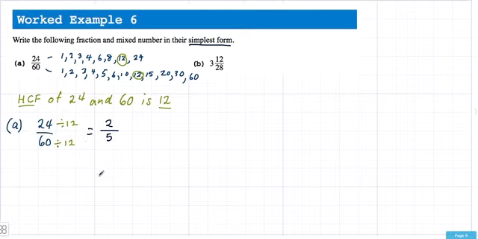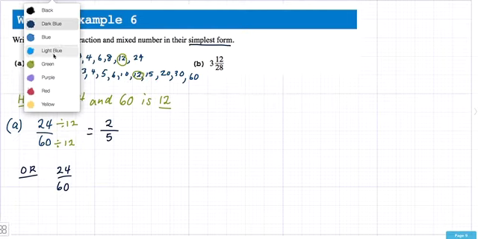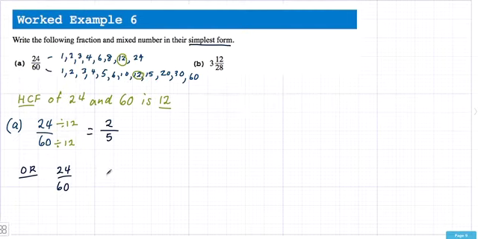The other way that you could do this problem, if you're not sure about the highest common factor, is you can actually just divide by numbers until you get smaller and smaller fractions. So first thing I might do is look at this and think, both of these are even, so I'm going to divide them both by 2 and see how we go. 24 divided in half is 12, 60 divided in half is 30.